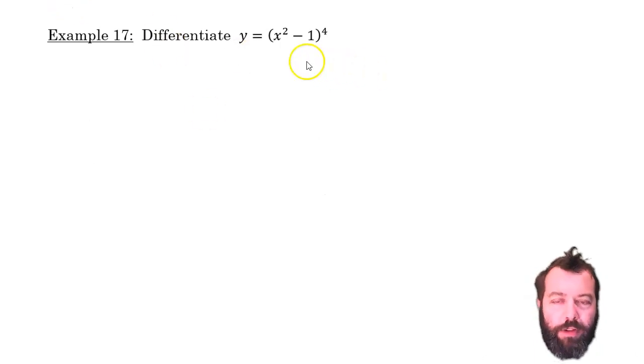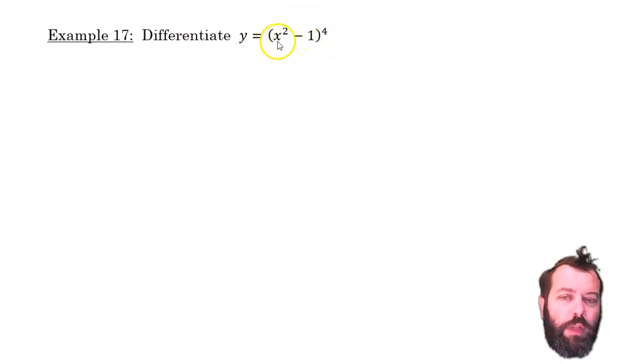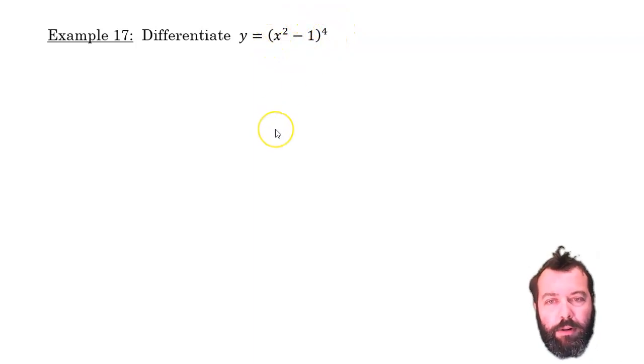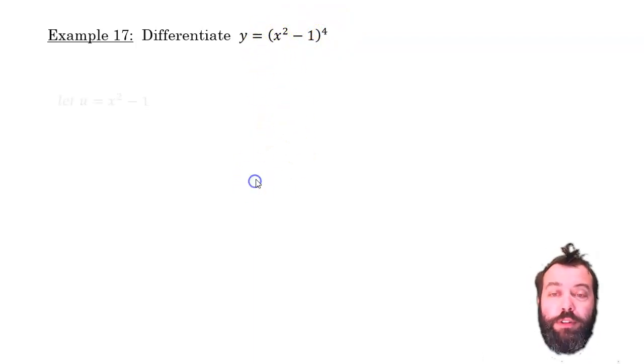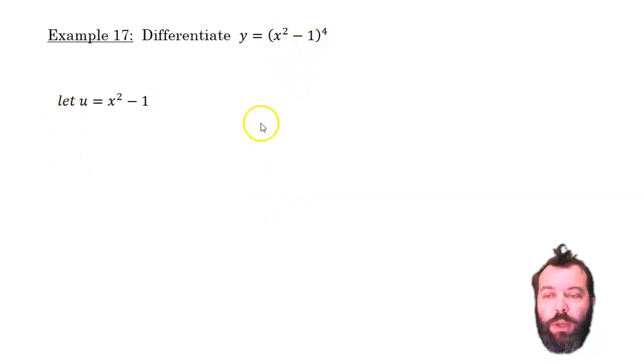So, here's my function. This is a function of a function. I've got a function inside here, x squared minus 1. And after I've done that, I apply some other function to it: I raise it to the power of 4. So my substitution is going to be x squared minus 1. I say let u equal x squared minus 1, which means that y equals u to the power of 4.